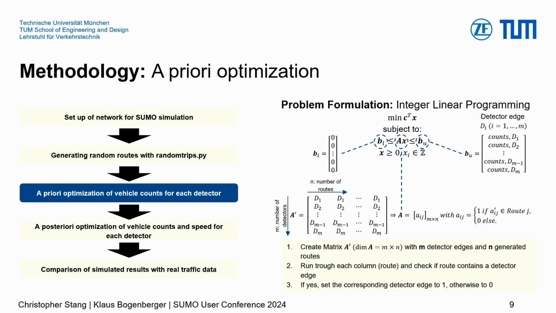The next step is simple. You run through each column and check which detectors are contained in each route. If a detector is part of the route, the corresponding entry will be set to 1, and otherwise to 0. So the output of A slash is matrix A, and matrix A is nothing else than an indicator of whether the route contains a detector or not.